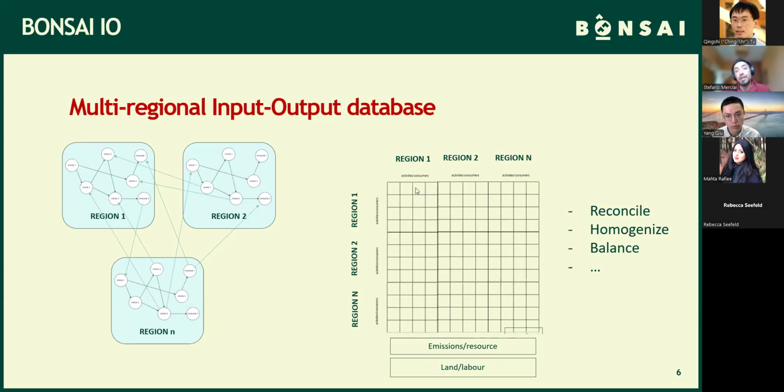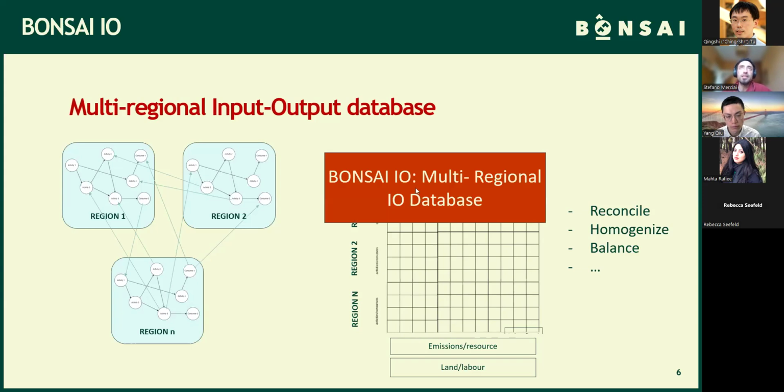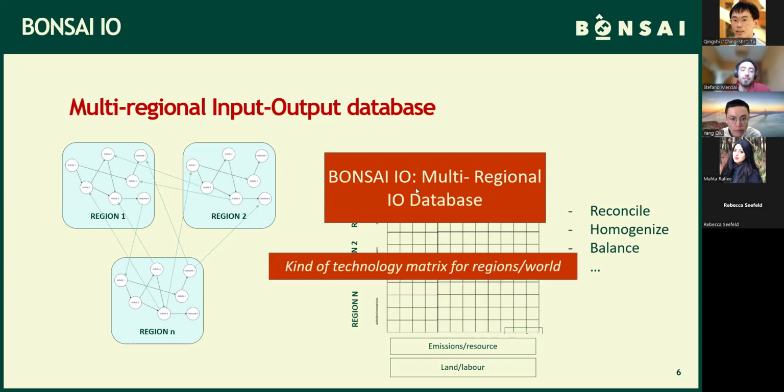And of course, because these data can come from different sources, from these different statistical offices, we need to do some work. We have to reconcile, homogenize, and balance all the data. And so at the end, what we get is a multi-regional input-output database. Using industrial ecology words, a multi-regional input-output database can be considered as a huge technology matrix where you have the exchange between activities within and between countries.